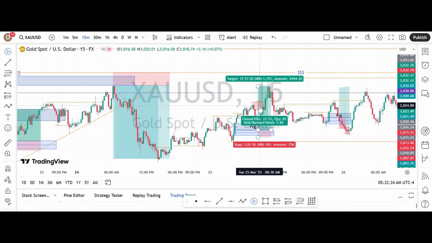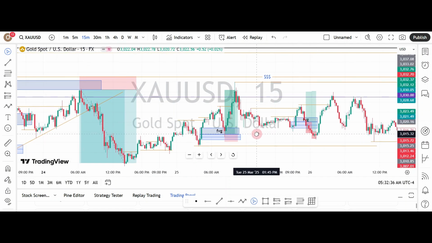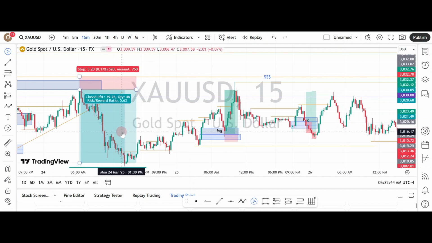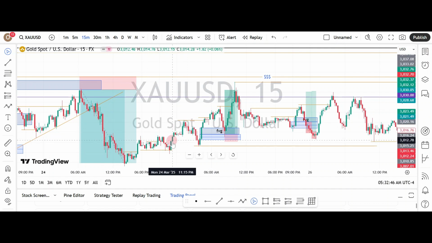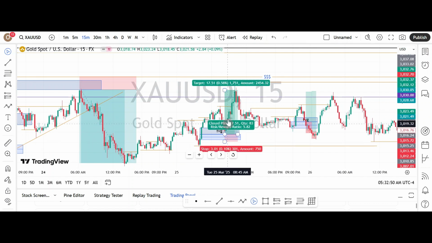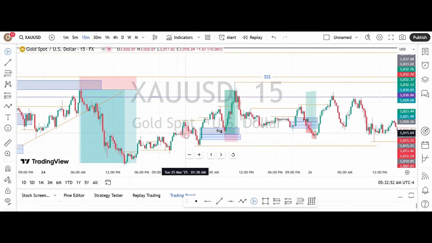This is on Tuesday. On Tuesday, I did my analysis. I considered this change of character, after the price got here. I can see the price started printing higher high, higher low, higher high, higher low, so I know it's about to go up again. I spotted an imbalance here between this candle and this candle, the FVG, this is it here. And that is why I set my entry.